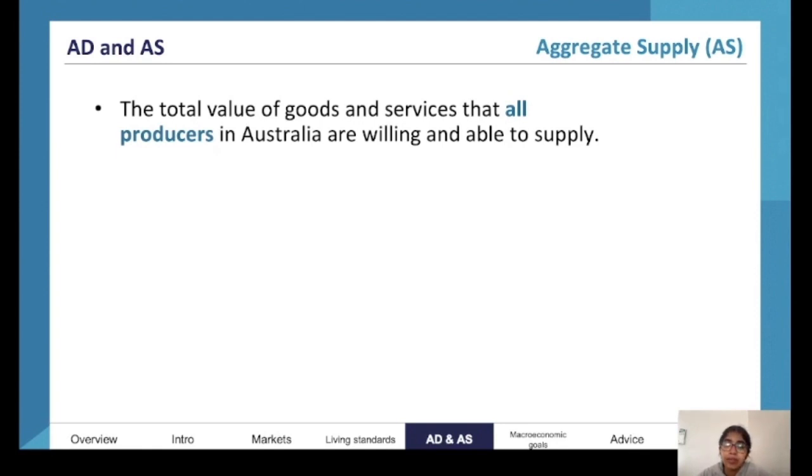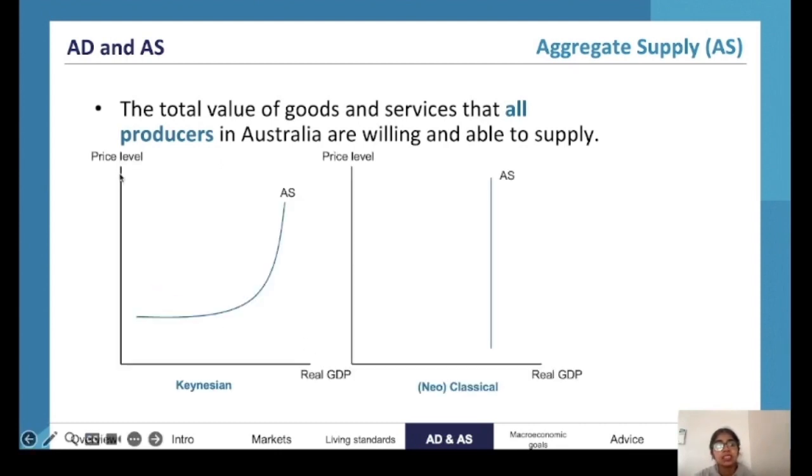Okay, so aggregate supply, again, that tells us the total value of all the goods and services that all the producers in Australia are willing and able to supply. So there's I guess two different ways we can look at aggregate supply. Usually it's given like this, the Keynesian one. So Keynesian, it's like as the prices go up, supply increases really quickly. Then there's like a slowdown, and then as prices go up, the quantity or real GDP doesn't increase as much anymore. The reason why it looks like this is because we're starting to reach our productive capacity. So then, after a while, even if prices go up even further, we're not actually able to produce as much just because we're reaching productive capacity.